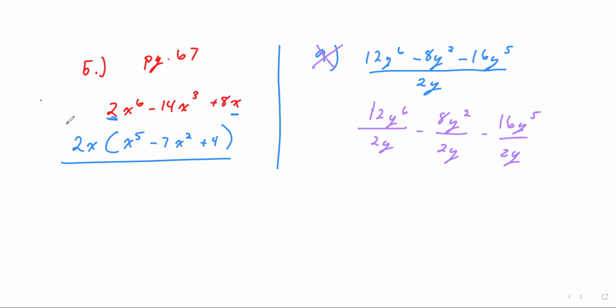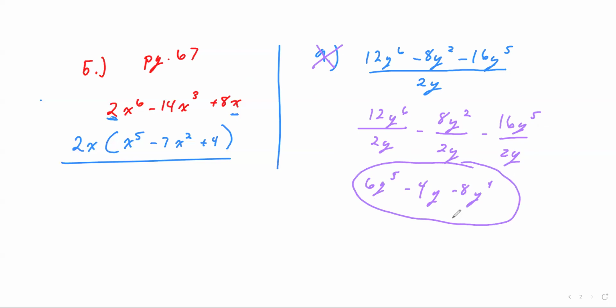So 12 divided by 2 is 6. And if I take 1y away from y to the 6th, or subtract like bases, 6 minus 1, I get y to the 5th. 8 divided by 2 gives me 4. 2 minus 1 is just 1y. 16 divided by 2 is 8. 5 minus 1 gives me y to the fourth. So this is what the answer would look like on the homework, though not specifically to this one on factoring. But that's what the homework is going to look like.